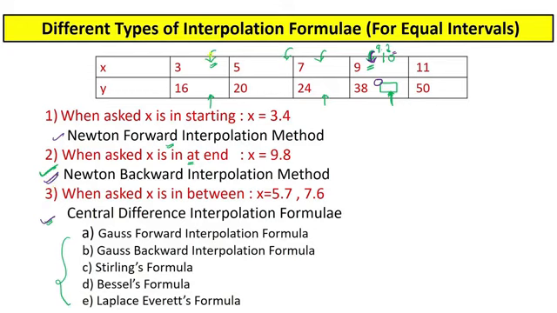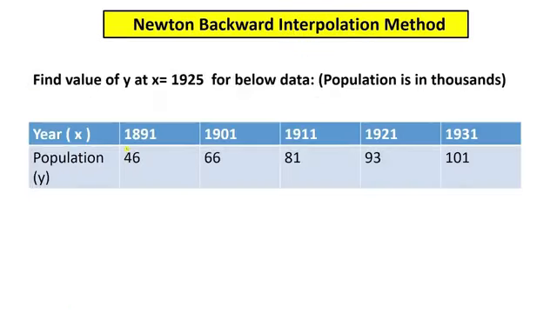So you have to see which type of x value is given to you, either in the starting, in the middle, or at the end. Accordingly, you can use the different formula to get the accurate, or you can say the nearby correct values. So let's study the Newton backward interpolation method with the help of a working example. So here is our question.